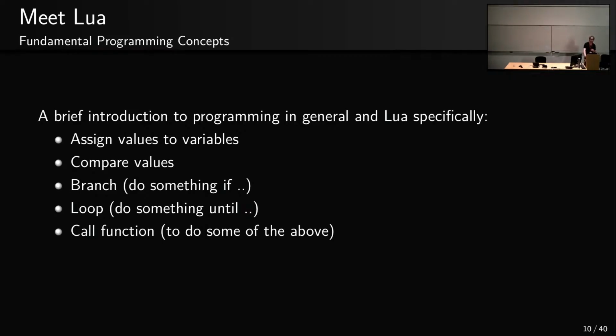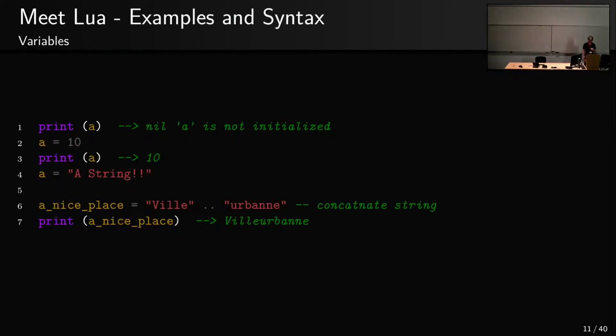So first, see how assigning values to variables works. In Lua, you can use any identifier. Here I use just A as a variable. And print would be a function here to just print the value of the variable. Initially, A is not initialized, so it prints nil. The second line, I assign 10 to a variable, and then I print it, and it shows 10.